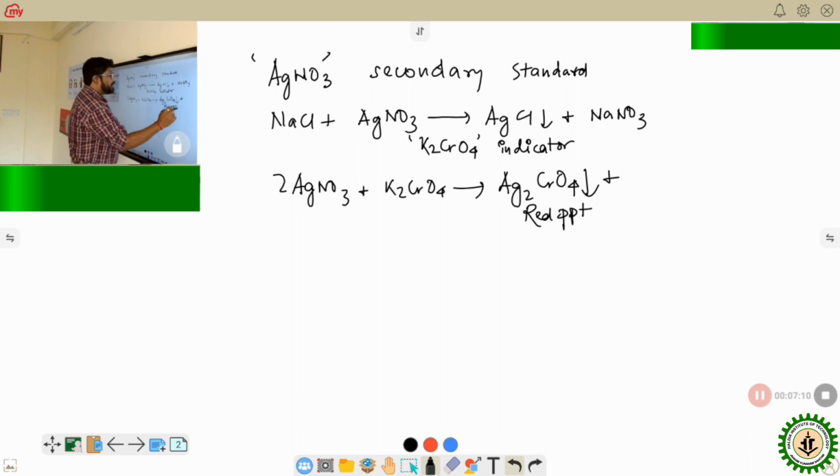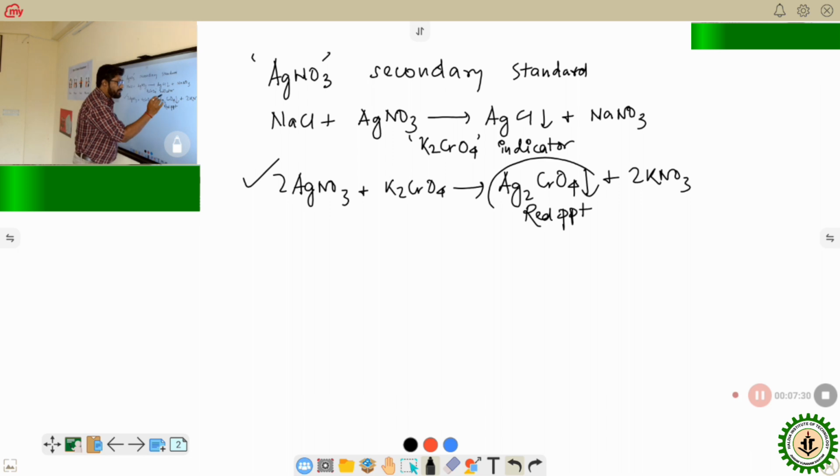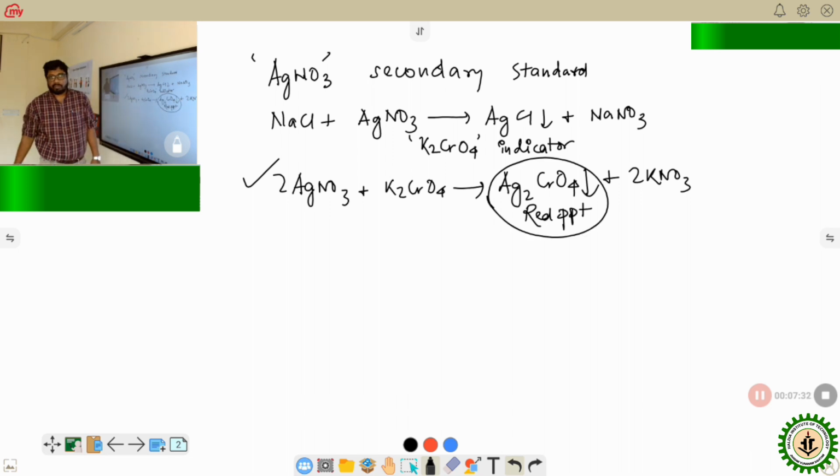Along with that, we will have potassium nitrate. So the point is, in a conical, I have taken that silver nitrate which has to be standardized. Then I have added K2CrO4. So obviously, this will be the first reaction. What I can expect, that means you will observe a red precipitate in your conical.